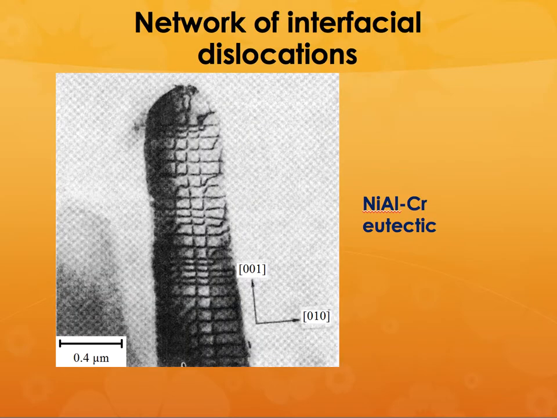For example, if you have a nickel aluminum eutectic with chromium fibers, there could be a network of interfacial dislocations, and that can cause a tremendous transition in properties between the matrix and the fibers. And this could benefit the composite properties, or it could also work against that. So if you use it properly, you can use it to your advantage.